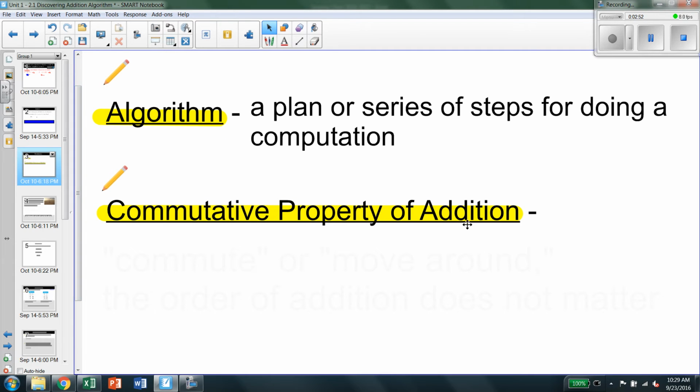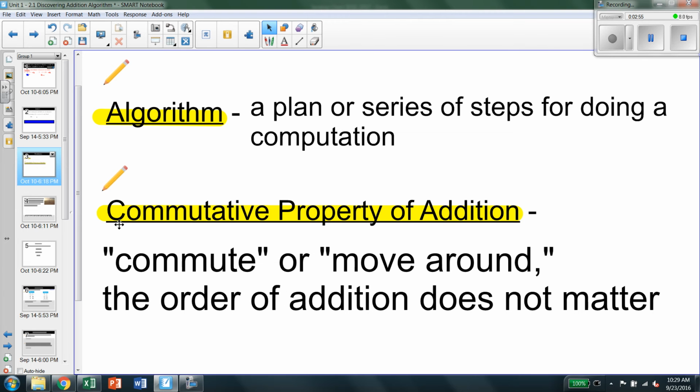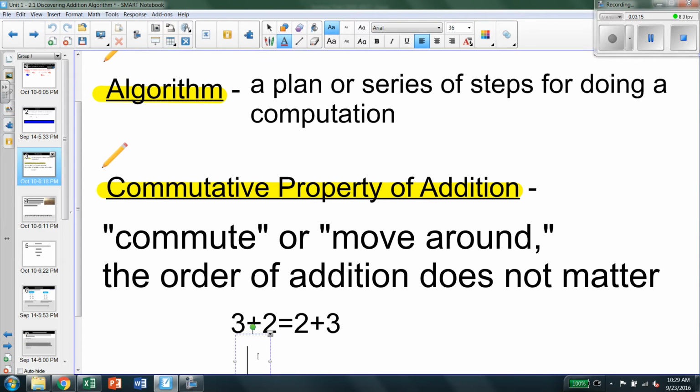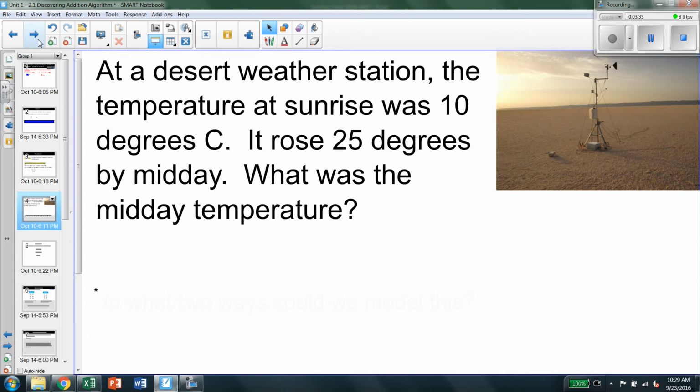And the commutative property of addition. Maybe your parents commute to work every day, they go to work and then come back. So the word commute is to move around, and in addition it doesn't matter. So if I was to say 3 plus 2 is equal to 2 plus 3. If I was to solve the left side, I'd get 5, and if I was to solve the right side, I'd also get 5, right? Because 3 plus 2 is 5, and 2 plus 3 is 5 also, same thing. So that just shows the commutative property of addition. You can move things around, get the same thing.